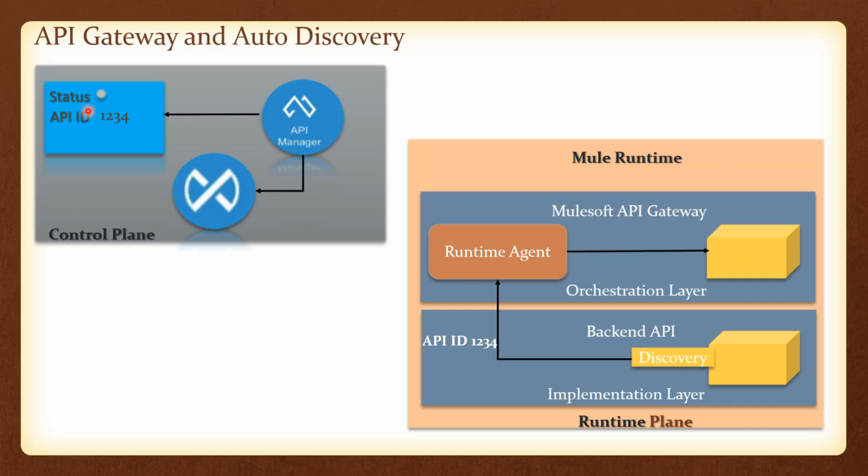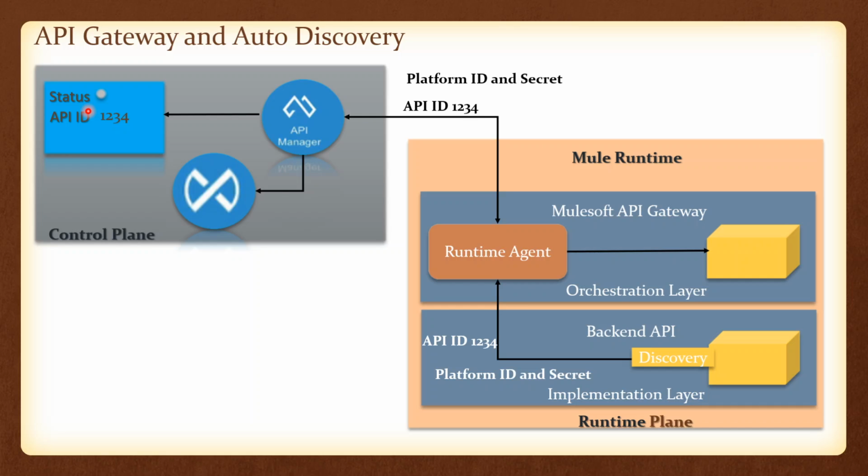So when the runtime agent gets the API ID, it understands that it needs some more details to communicate with the API manager. Like it needs the Anypoint Platform client ID and secret, because any API ID belongs to some organization or business group. So to authenticate and authorize itself to that particular account, it needs the Anypoint Platform client ID and secret. So when the runtime agent gets all of these credentials, it takes this and goes to the API manager.